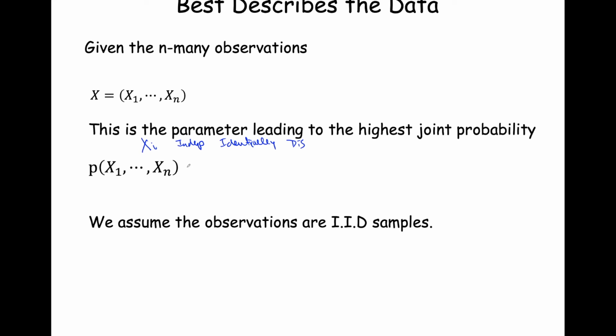So going back to first principles, the probability of the joint distribution is just the product of the marginal distributions. So the probability of x1 times the probability of x2 ... times the probability of that nth measurement. So what does that say?